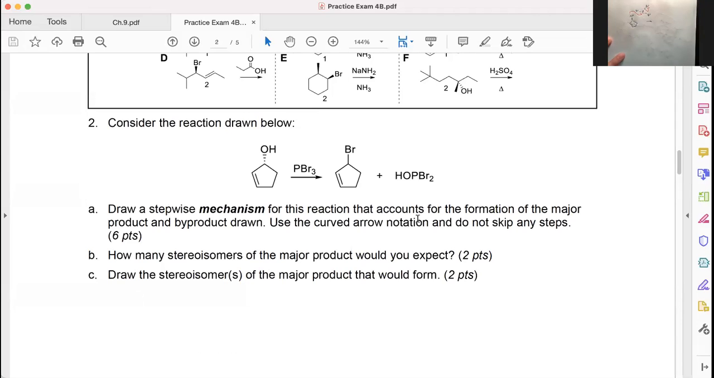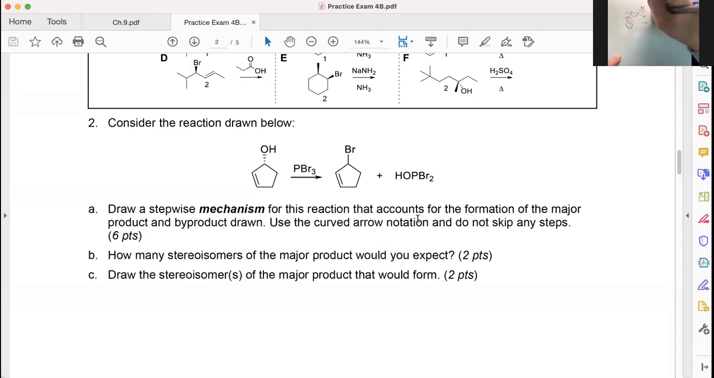So we are going to get this bulky leaving group now. Somebody have a question? Okay. And then free bromide.